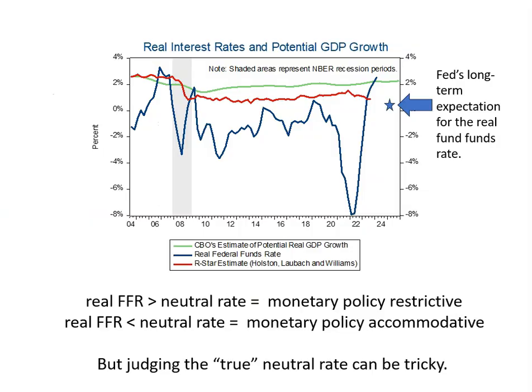This graphic gives you some perspective on comparing the real federal funds rate and estimates of the neutral rate. As noted by the Dallas Fed, when the real federal funds rate is above the neutral rate that occurs when monetary policy is restrictive. When the real federal funds rate is below the neutral rate, monetary policy is deemed accommodative. However, judging the true neutral rate can be tricky since it is a theoretical concept subject to estimation.